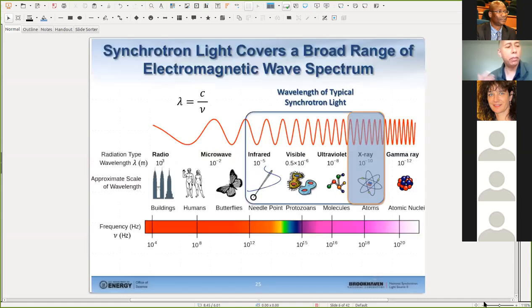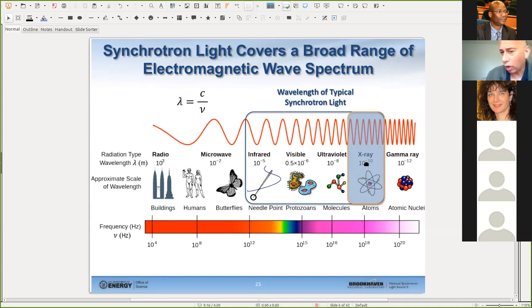So here is something that shows you, oh, by the way, does my cursor show up? Yes. Trying to move a cursor. Yeah, good. So basically the range of length scales of the wavelength, right?